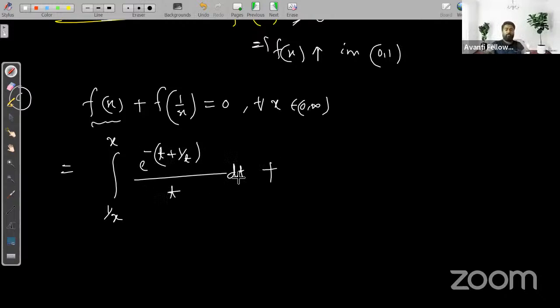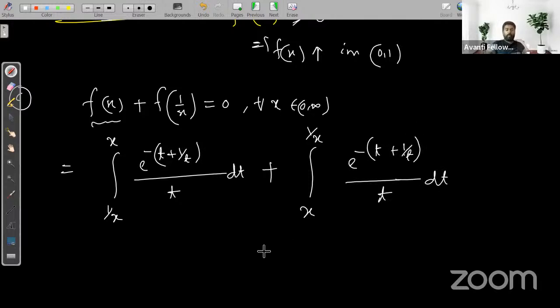Plus, now we need to find f of 1 by x. So in place of x, wherever you have x, you need to substitute 1 by x. If you put 1 by x in the lower limit, this becomes 1 by x, that is x, and in place of x, if you put 1 by x, this becomes 1 by x. The integrand remains the same, e to the power minus of (t plus 1 by t) divided by t dt.